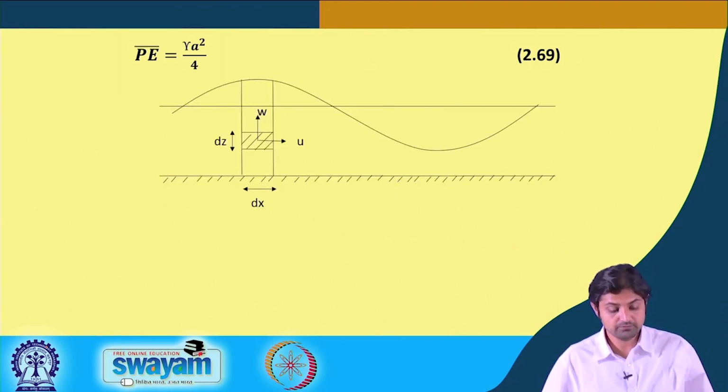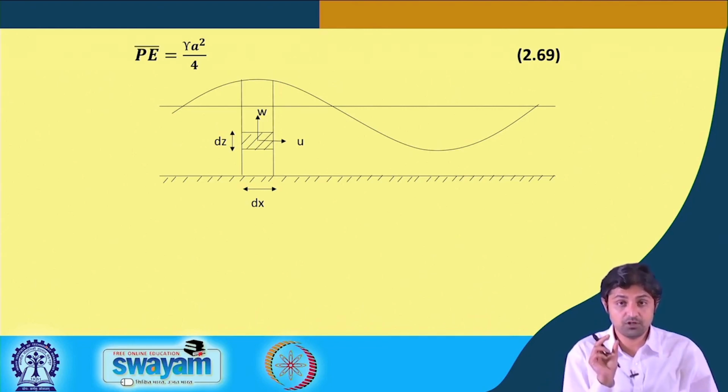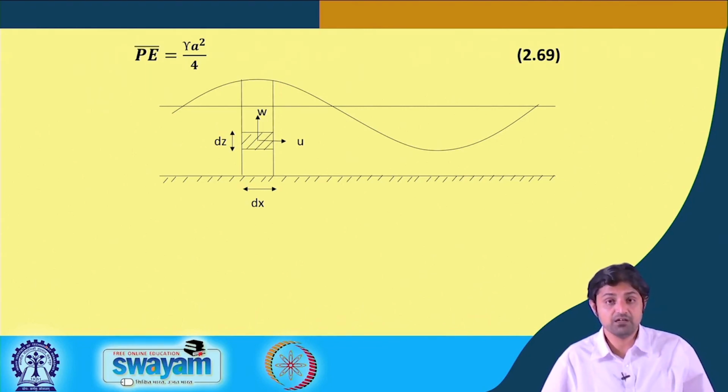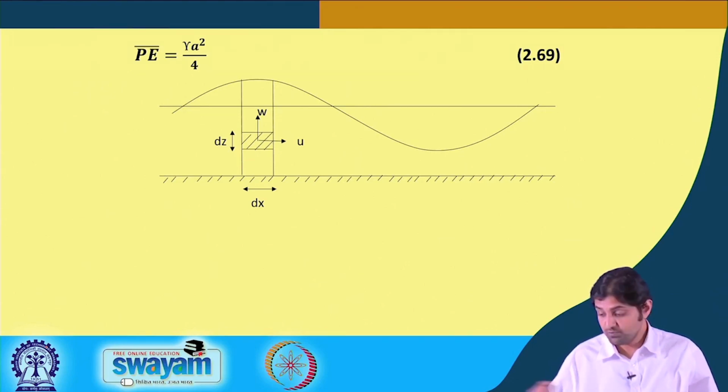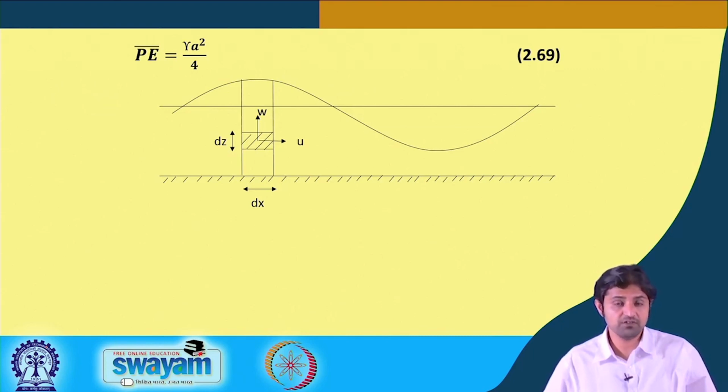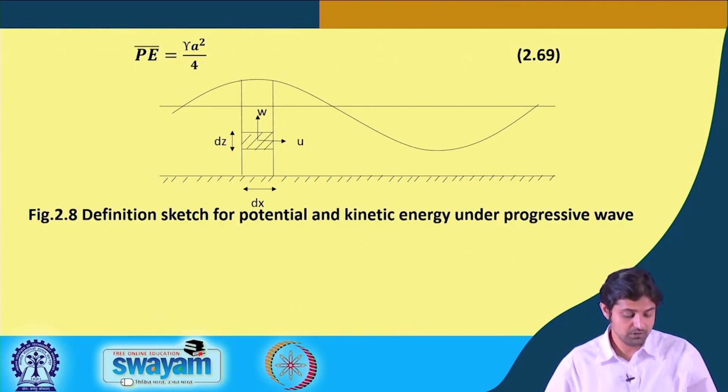This was the assumption we made using this small column, and by integrating over the entire wavelength and entire wave period, we have obtained the potential energy. So, the method was the total potential energy with the wave minus the potential energy without waves, which gave us the energy due to waves alone.